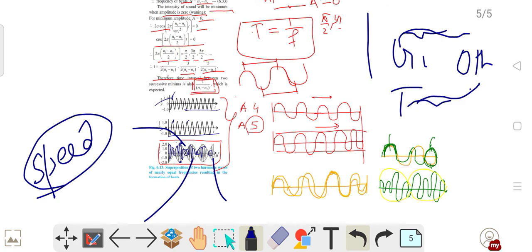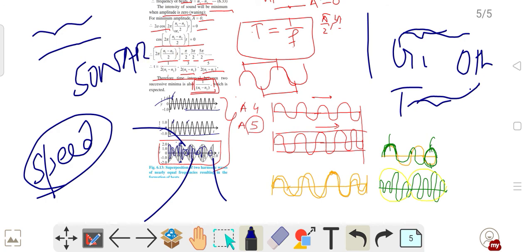So this principle of beat and these two sound sources are used to measure the velocities in case of these submarines, or even in the case of aeroplane, these techniques are used. When they are used in case of submarines, they are called as sonar. Okay, sound, navigation and ranging. Okay, so sound, navigation and ranging techniques we say.